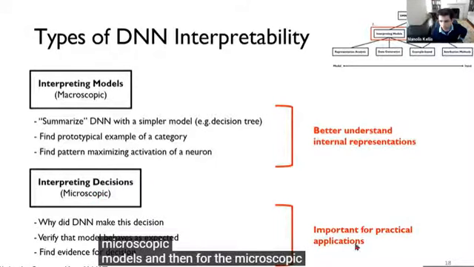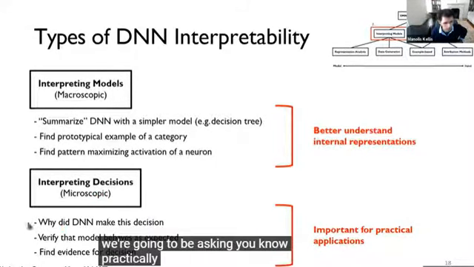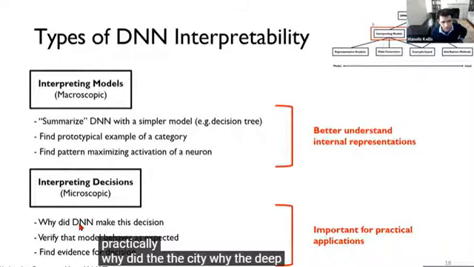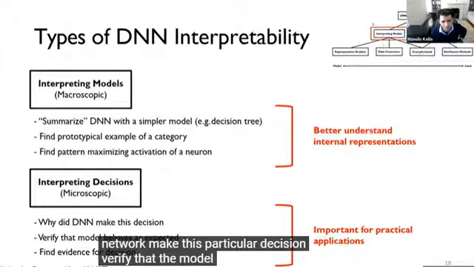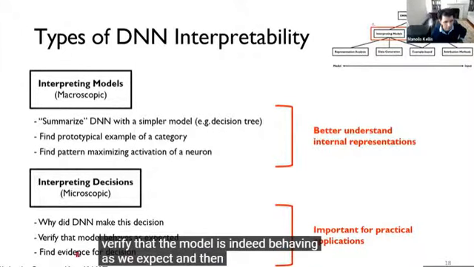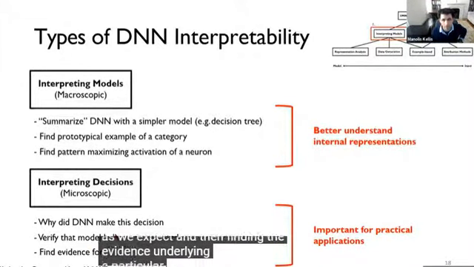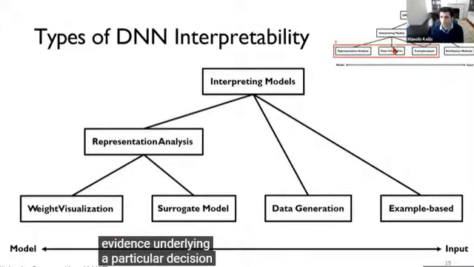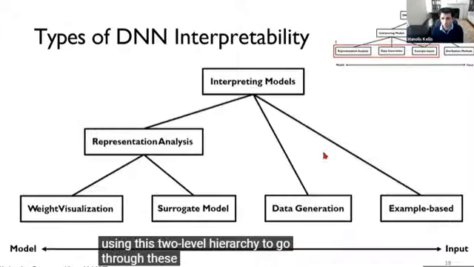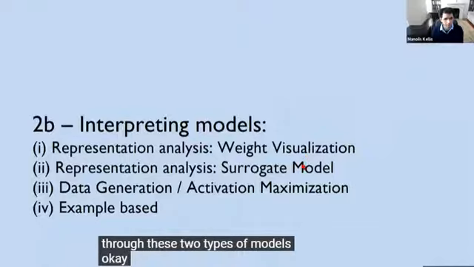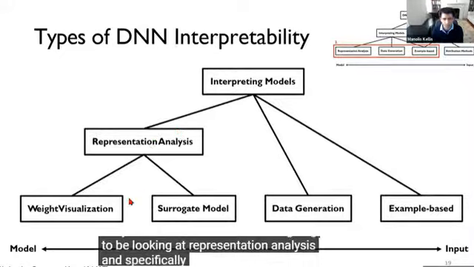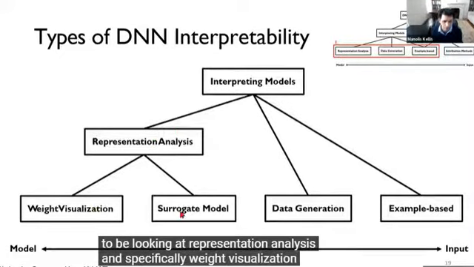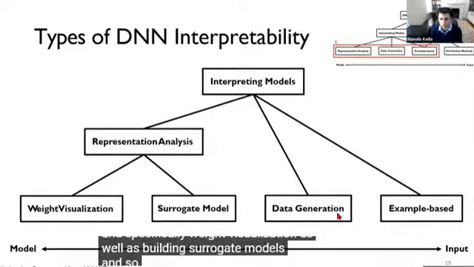And then for the microscopic, we're going to be asking, practically, why did the deep neural network make this particular decision? Verify that the model is indeed behaving as we expect, and then finding the evidence underlying a particular decision. So we're going to be basically using this two-level hierarchy to go through these two types of models, okay? So on the second level, we're going to be looking at representation analysis and specifically weight visualization, as well as building surrogate models and so on and so forth.